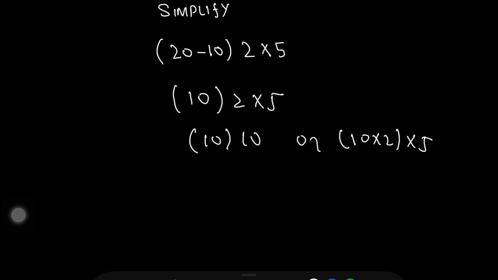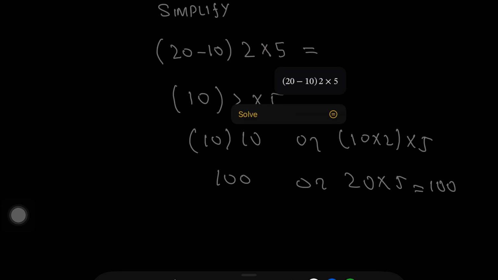Okay, so here 10 times 10 is 100, or here 10 times 2 is 20, multiply 5, so this is also 100. So in both cases we are getting the answer 100, and the right answer is 100.